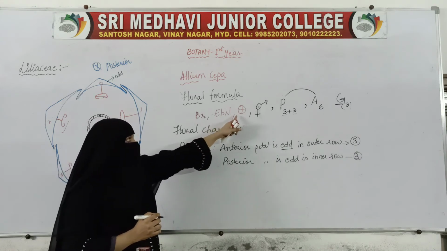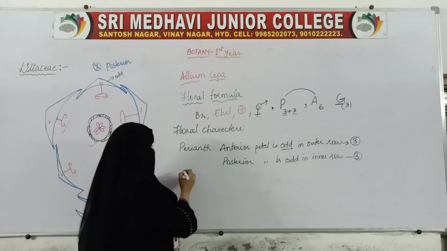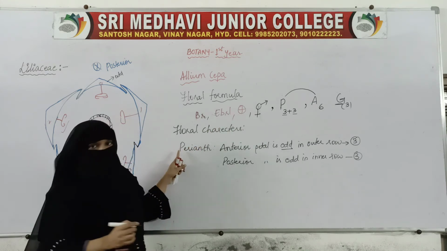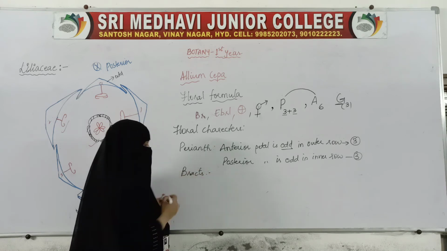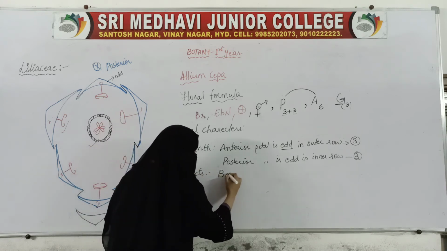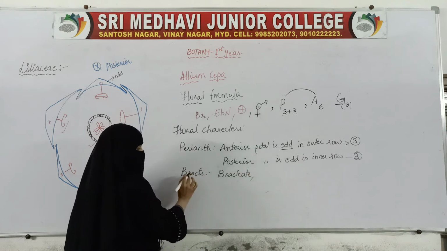Now coming to this one, if this is the flower, first, before perianth, we should have written bracts. Now we will write it. The flower is bracteate.